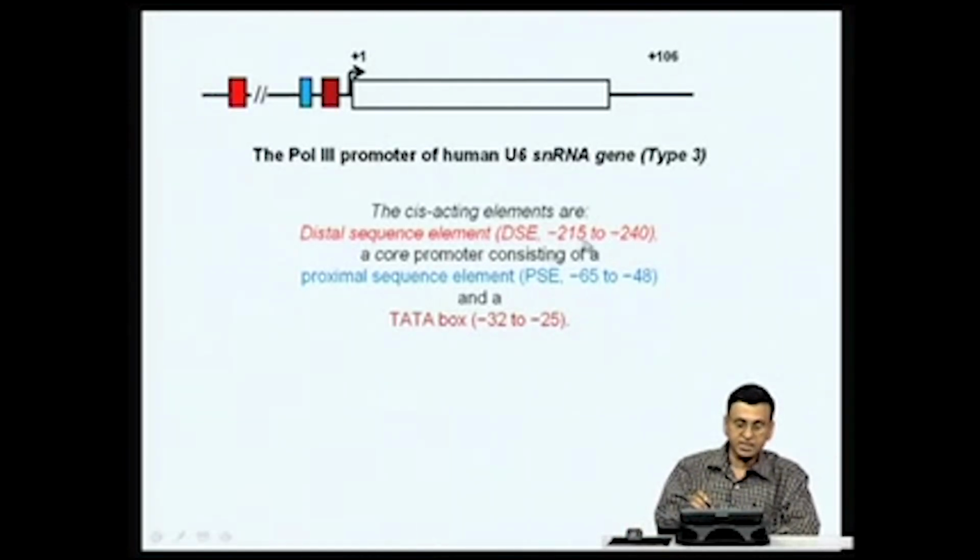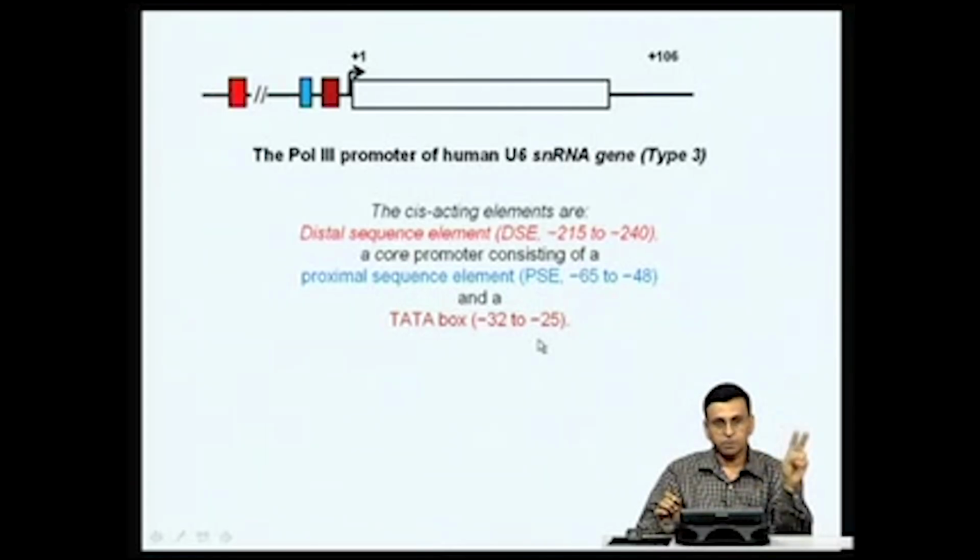So the major cis-acting elements are what is called the distal sequence element, which usually lies about 200 base pairs away from the transcription start site and is often known as the DSE. It also consists of a core promoter, which has two major promoter elements, namely the proximal sequence element or PSE, which spans between minus 65 to minus 45 as shown in blue color here, and a TATA box which is minus 32 to minus 25.